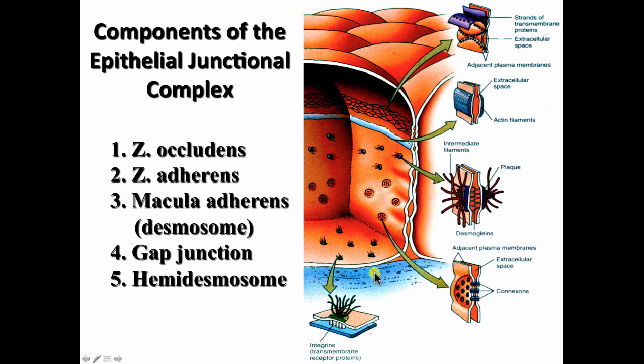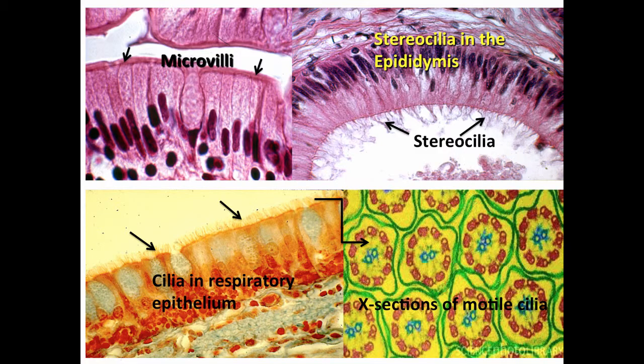And then finally, binding the epithelial cells to the underlying connective tissue of the lamina propria are the hemidesmosomes, and as the name suggests, they are pretty much half of a desmosome and have somewhat the same structure as desmosomes, with transmembrane proteins inserting into the underlying plasma membrane and intermediate filaments inserting into a plaque on the cytoplasmic side.